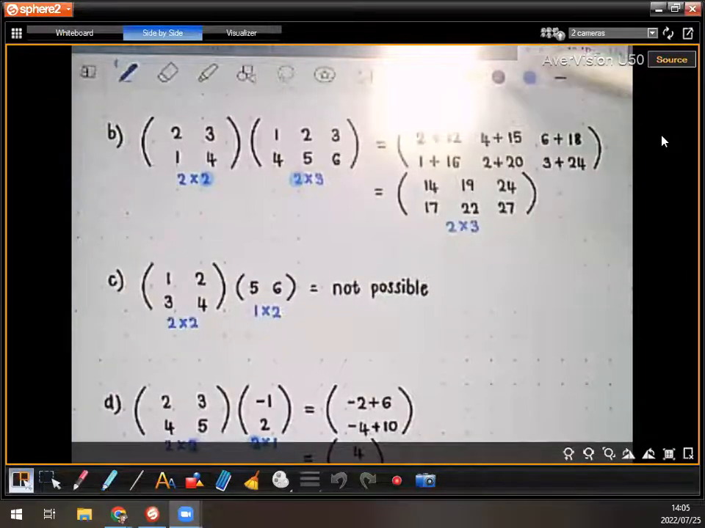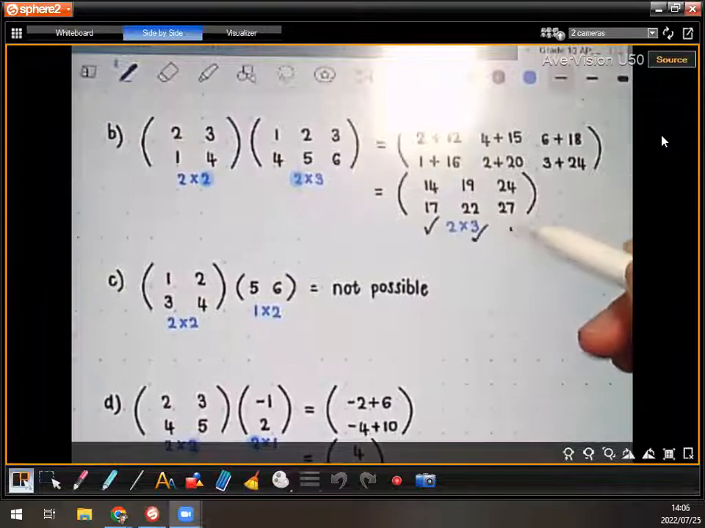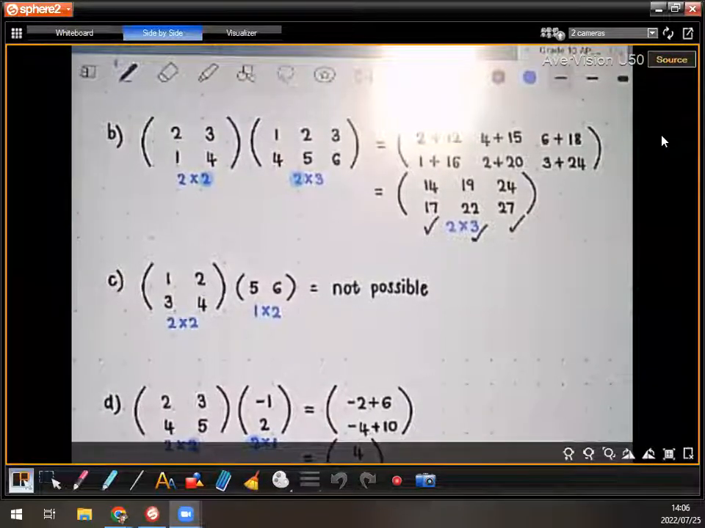Sometimes we give a mark per column. Sometimes we give a mark per row.